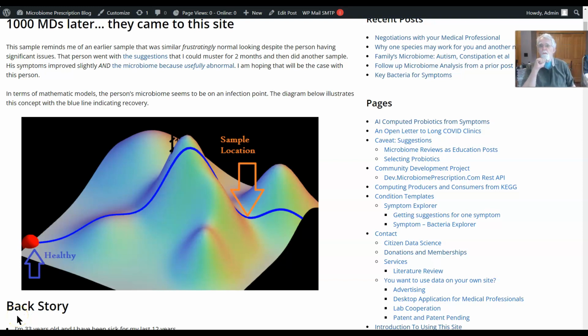I wrote a microbiome prescription website, and this is another one of the continuing series of roughly weekly reviews of one or another person's microbiome. This person went through lots of MDs with very little progress, or even finding anything abnormal. When I went in to look at his sample, I thought it was frustratingly normal because there was relatively little which seemed to be totally out of whack.